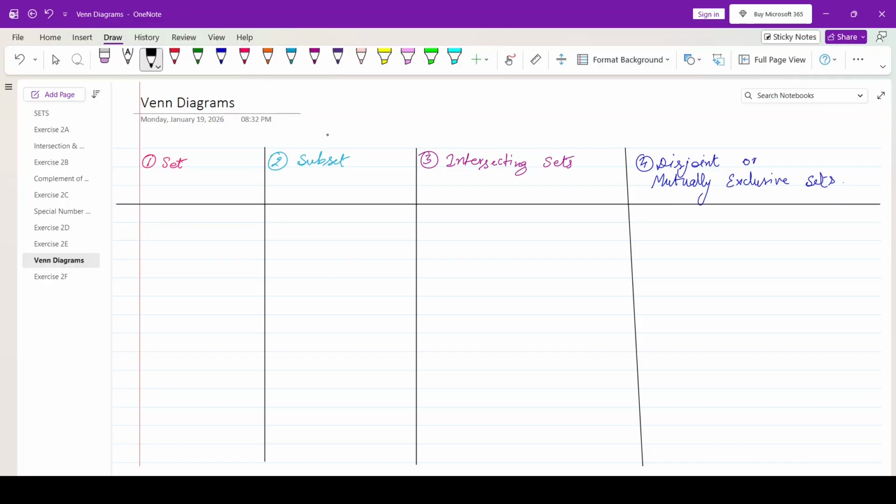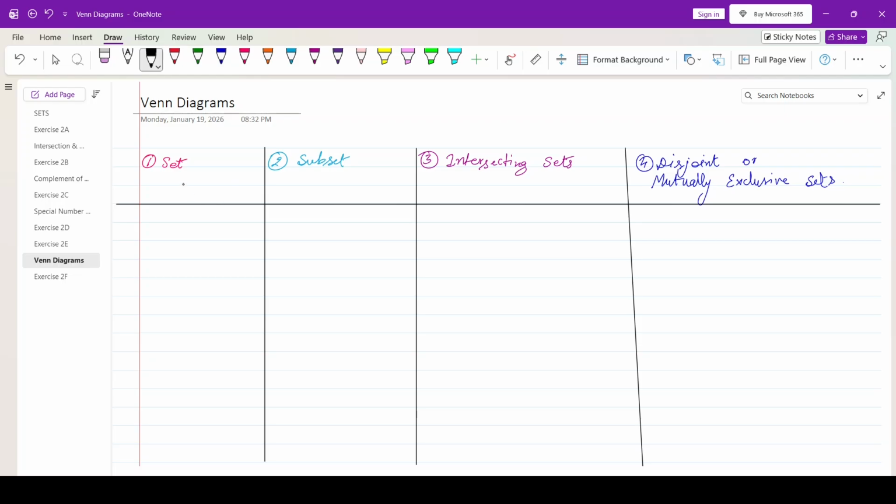Now we have studied about sets. Today we'll start a new topic, Venn diagrams, and we'll see how we represent sets in the form of Venn diagrams. So let's get started. When we say set, every set can be represented as a Venn diagram. And to do so, let me show you how.